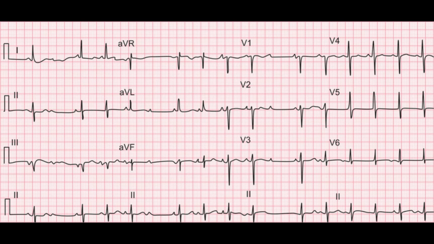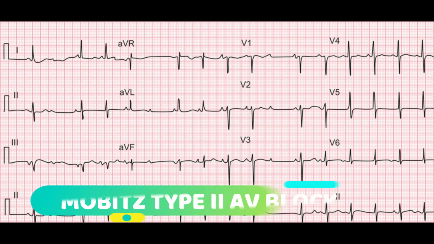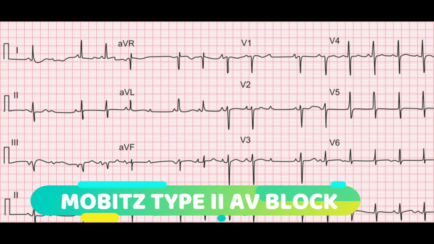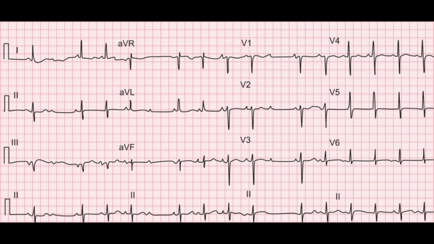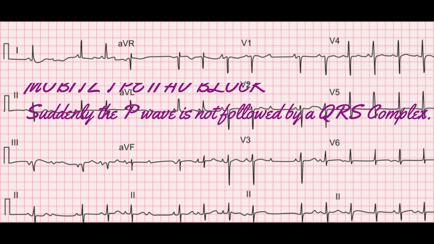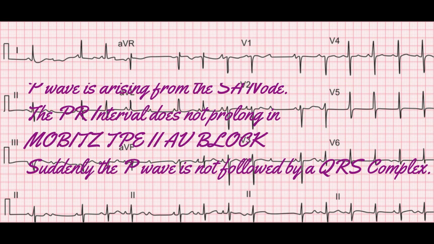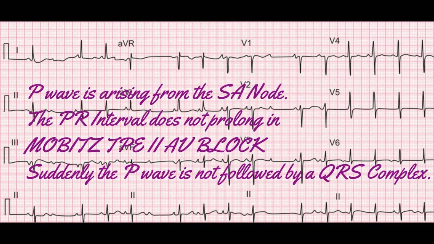Today we'll be discussing a short case of type 2 AV block, which is also called Mobitz type 2 block. In this, there is no prolongation of the PR interval. There are P waves which are followed by QRS complexes, and suddenly one P wave is not followed by a QRS complex. In Mobitz type 1, the PR interval gradually keeps on increasing until one QRS is not there after a P wave. That is Mobitz type 1.